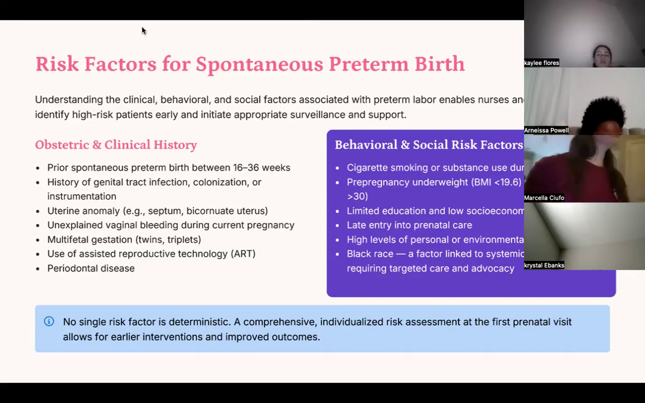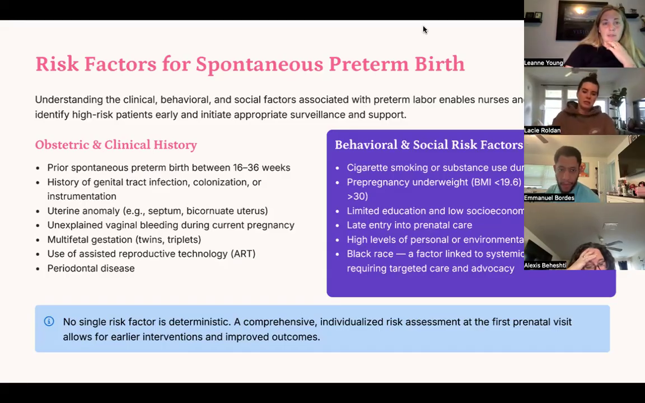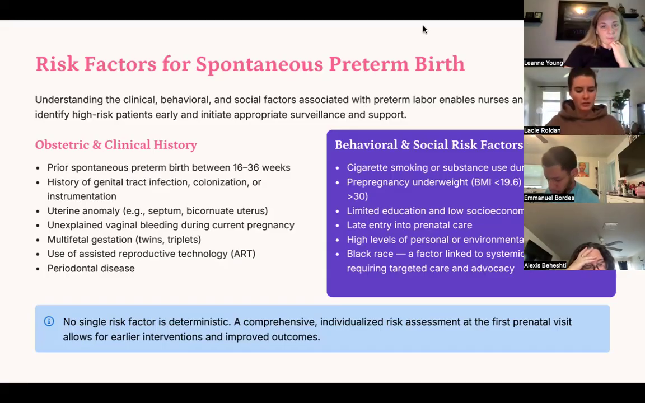Okay. And then, how are mom's teeth? It's so weird that teeth are tied in so closely with preterm labor, but it really is a thing. So, do they have periodontal disease? Are they regularly seeing a dentist? That can indicate to us if mom is going to go into labor early.